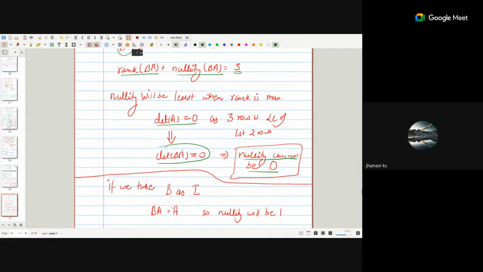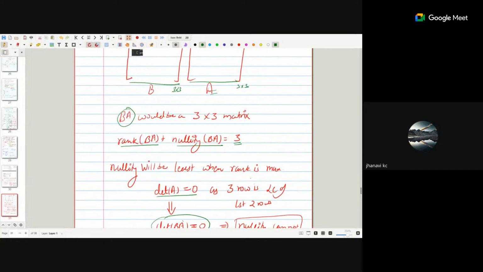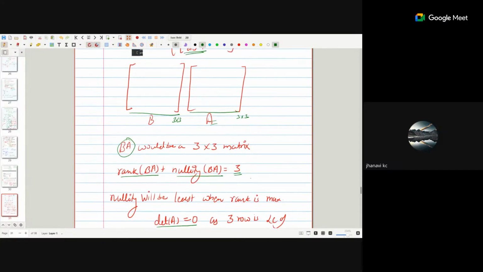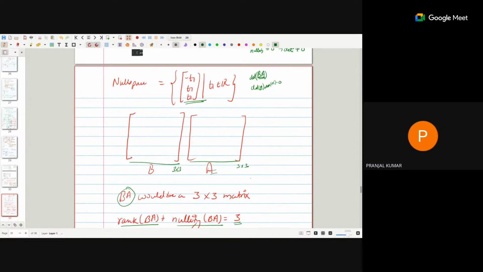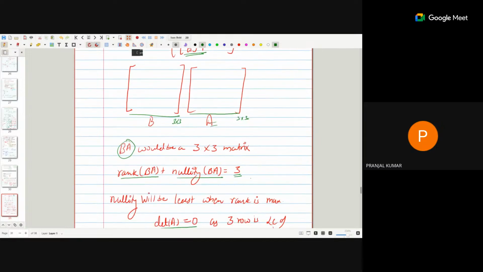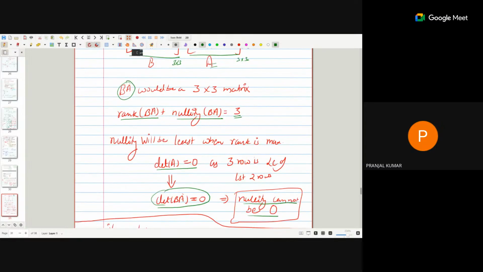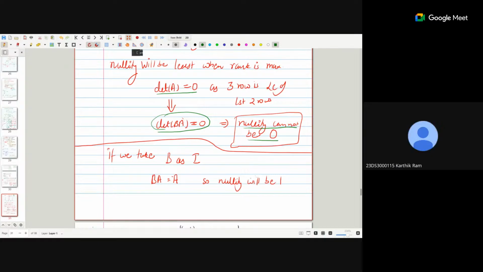Over here, determinant of B may or may not be 0, and determinant of A we already know is equal to 0. You know it from this only. If determinant of A is 0, then determinant of BA will definitely be 0. Taking determinant of BA gives determinant of B into determinant of A, which will be 0. Is this clear?